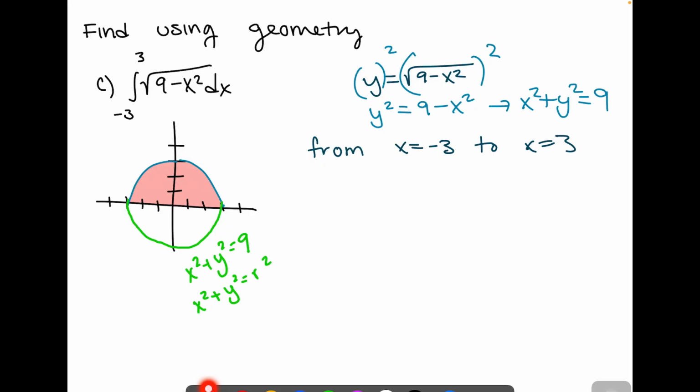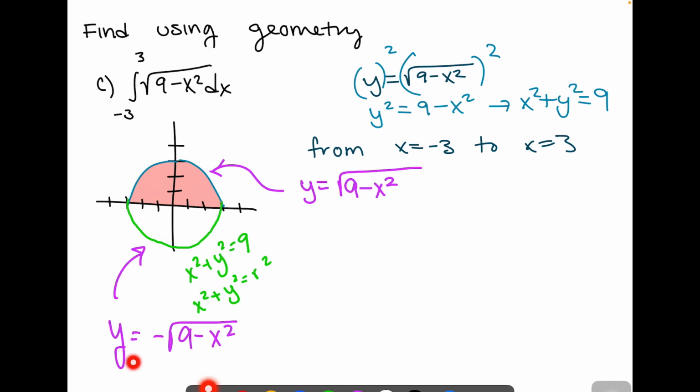Now, because our function is a positive square root, y equals the positive square root of 9 minus x squared, that is actually just the top half of this circle. The y values are positive on the top half of the circle.